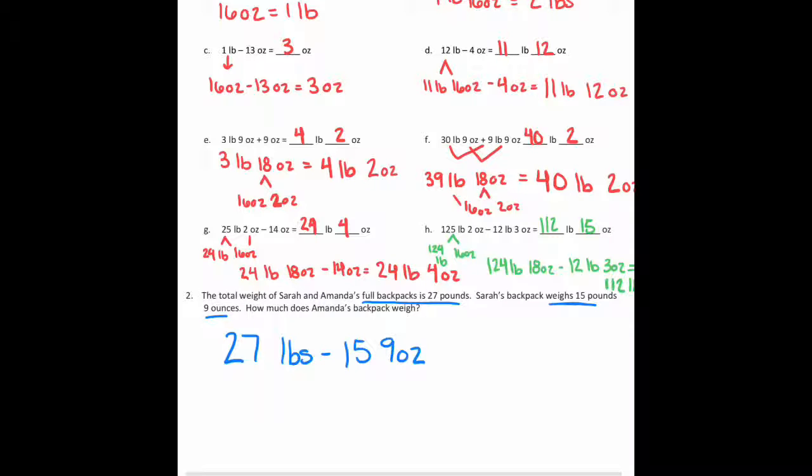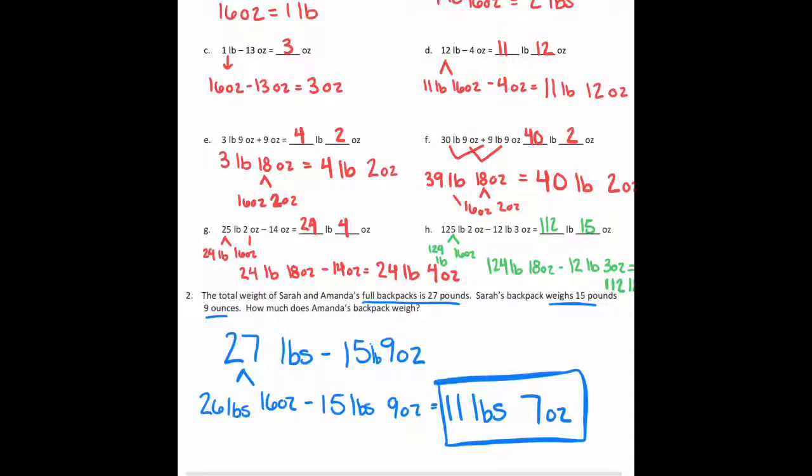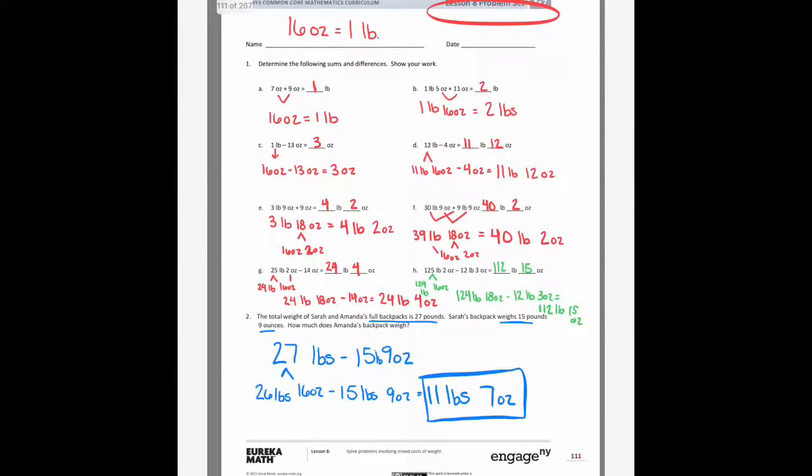So I'm going to say 27 pounds minus 15 pounds and 9 ounces. Well, I don't have ounces to subtract, so I'm going to change 27 pounds to 26 pounds and 16 ounces. And then I'm going to start subtracting. So we have 26 pounds and 16 ounces minus 15 pounds and 9 ounces. Well, 26 minus 15 will give you 11 pounds. And 16 ounces minus 9 ounces will give you 7 ounces. So Amanda's backpack weighs 11 pounds and 7 ounces.